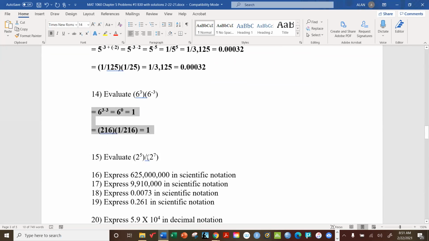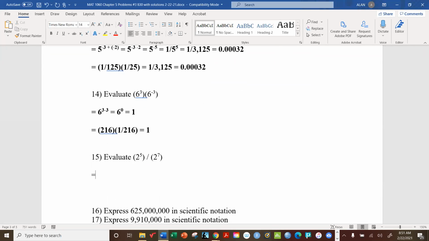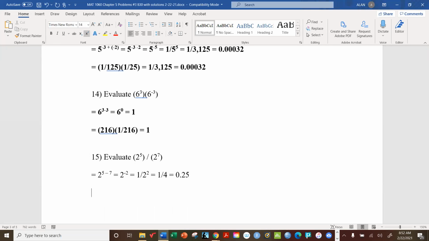All right, and then just finally one more. Remember, this is division. You're using the quotient rule. 2 to the 5 minus 7 is 2 to the minus 2, or 1 over 2 squared. Or else you can just recognize that 2 to the 5th is 32, and 2 to the 7th is 128, and you just end up with 1/4.